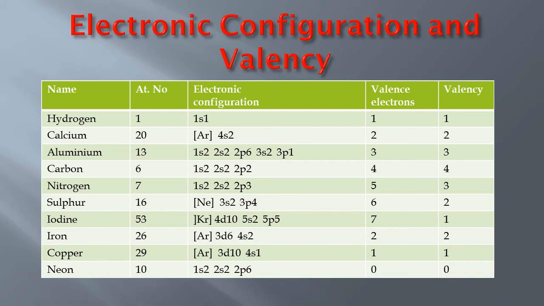Copper 3d10 and 4s1. Normal valency is 1. When the electrons jump from 3d to 4p, the valency can be higher than that. Neon, you find 2s2 and 2p6, totally 8 electrons in the outermost orbit. That means it is stable. Valence electrons, that is the electrons which take part in chemical reaction, is 0. So the valency also is 0.